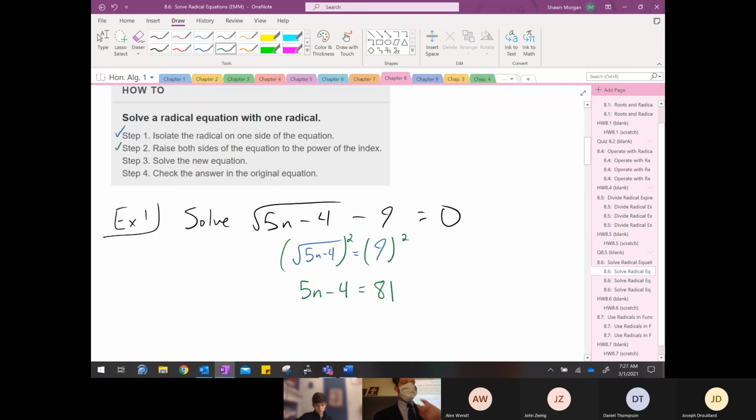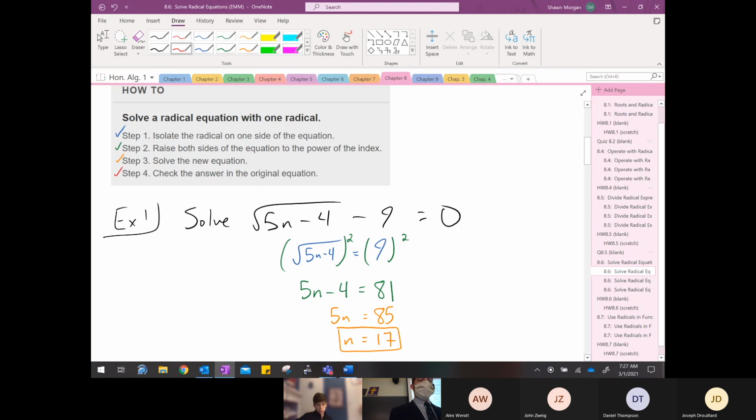Then lastly, it says solve the new equation. Okay, I can do that. Add 4. Divide by 5. What's 85 divided by 5? 13? I feel like 13. 17. Oh, I was way off. Thank you, guys. And then look at step number 4.